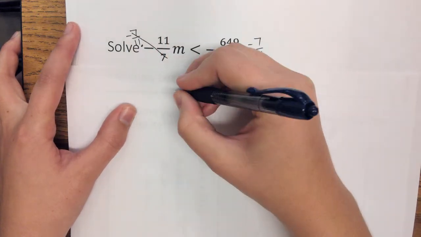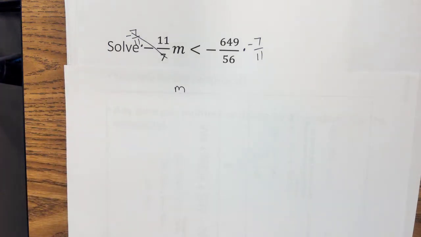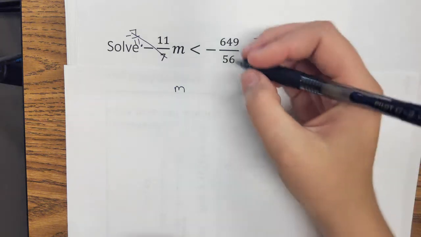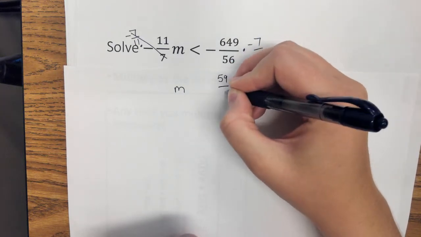So over here, that'll cancel out. Over here, use your calculator. I'm going to use my calculator. Negative 649 over 56 times negative 7 over 11 gives me a decimal, which since my original was in fraction form, I'm going to leave it in fraction form. When you change it back, you should get 59 over 8.